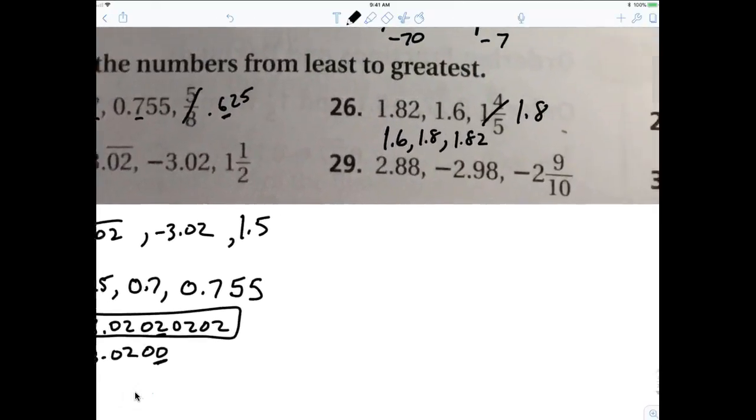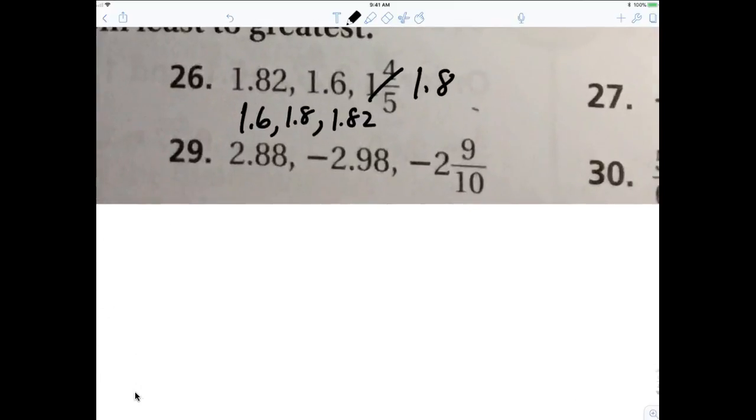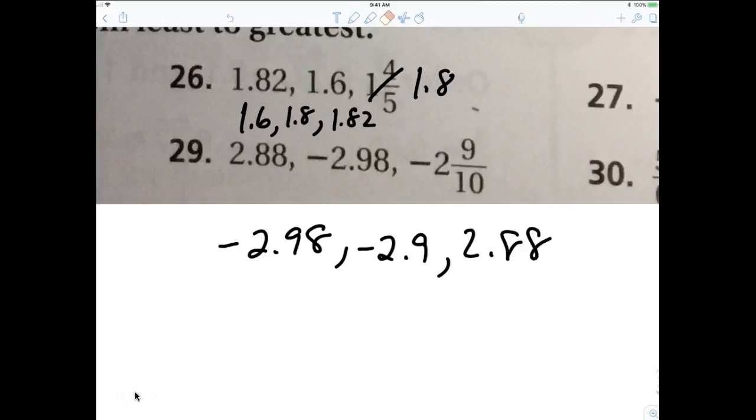All right, here we go. It's negative 2.98. Very good, buddy. Negative 2.98. And then negative 2.9. Yes. And obviously 2.88 was the largest because it's the only one that's positive. Last question, guys. Is everybody good with that?